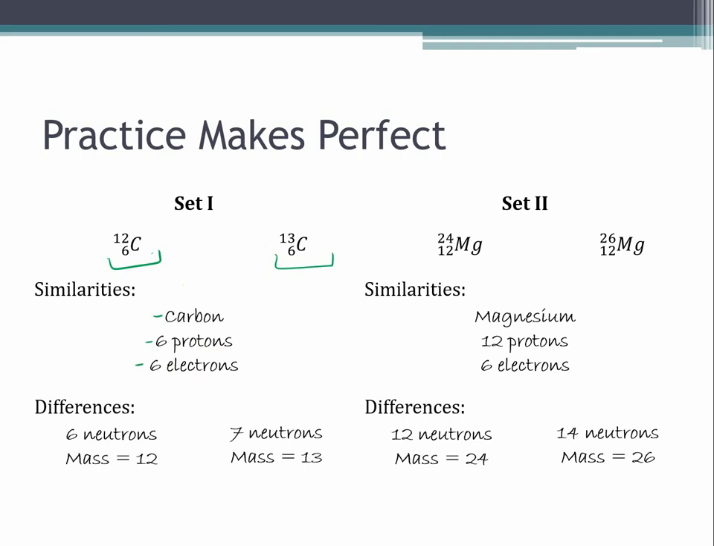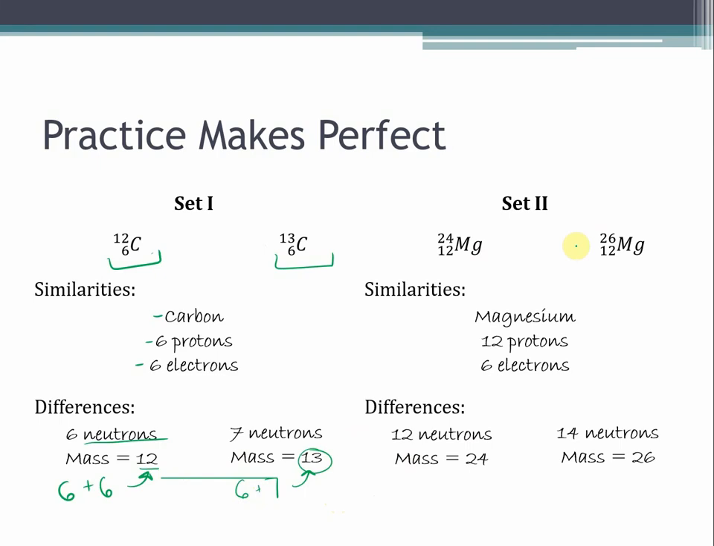Things that are different. The only things that are different between isotopes are the number of neutrons, and that affects your mass number. So here we had 6 neutrons plus 6 protons gave us that mass of 12. Here we had 6 protons plus 7 neutrons to give us a mass of 13. So again, this mass number is a sum. It's not the atomic mass from your periodic table.